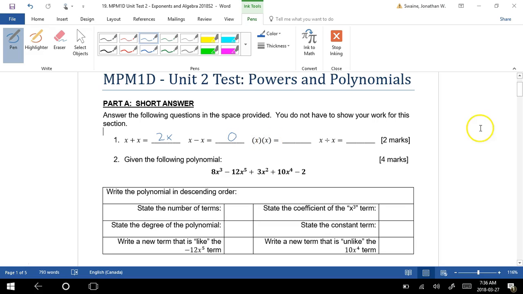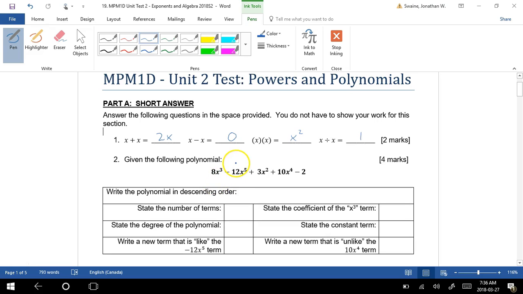X times x, this is exponent laws. Really what you have is x to the power of 1 times x to the power of 1, and when you multiply with the same base, you get x squared. And anytime you take x, a number, and divide it by x, which is itself, if you take something and divide it by itself, you're going to get 1.